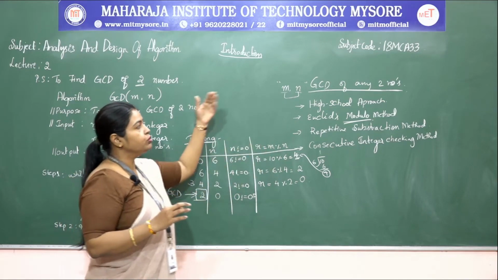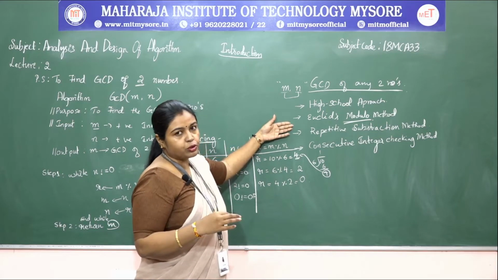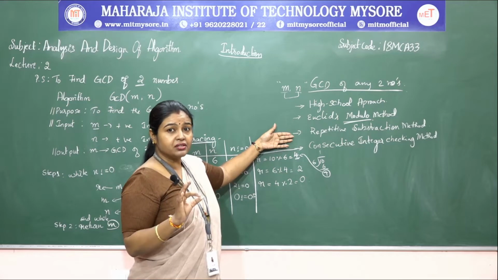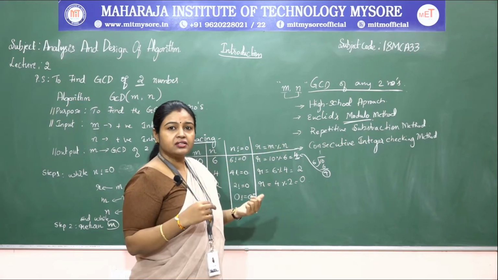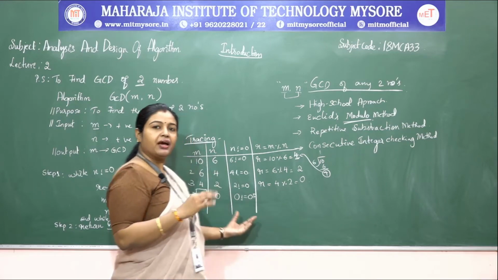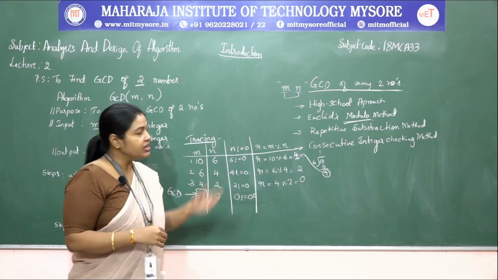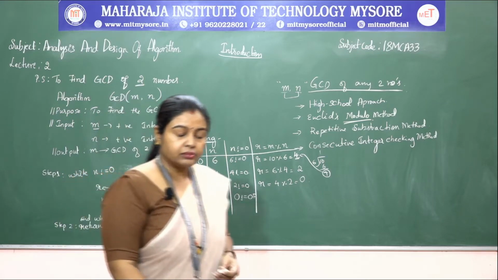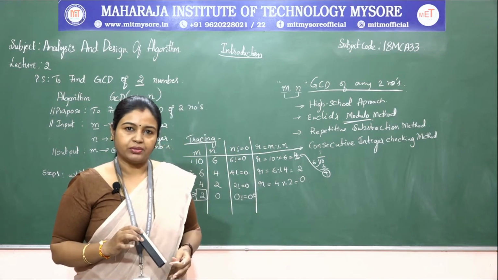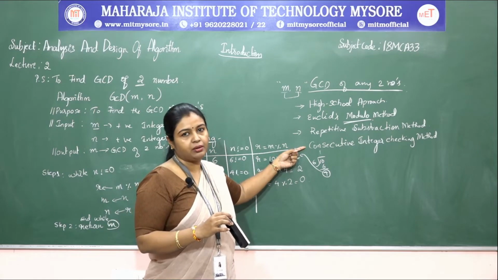Remember why: I am going to give the same example using different methodologies. Whether you use the high school approach, Euclid's modulo approach, repetitive subtraction approach or consecutive integer checking method, you will get the same result. The GCD will be the same, but the technique is going to vary. Every time here we have divided. So let's see the next technique to find the GCD of 2 numbers, which is the consecutive integer checking method.